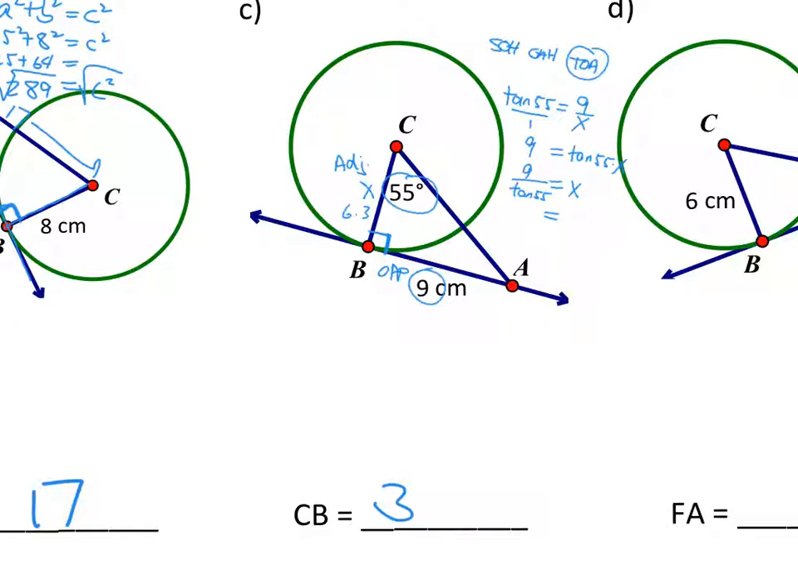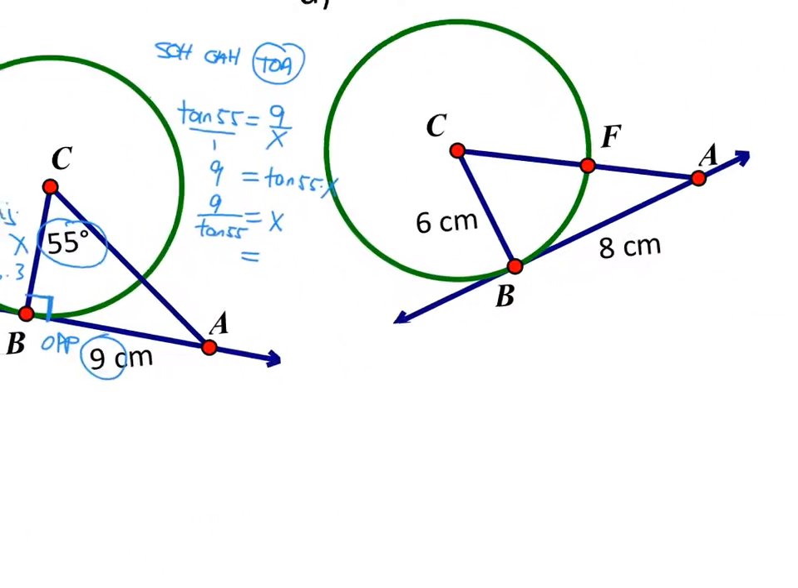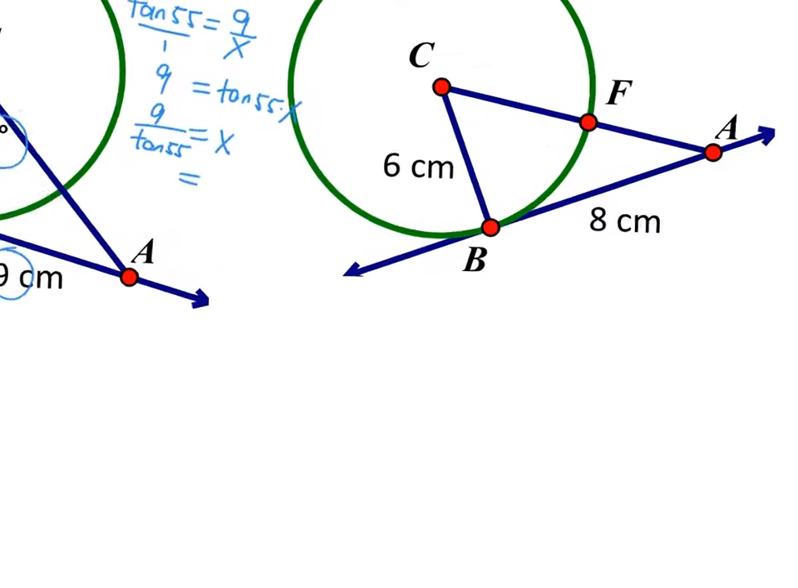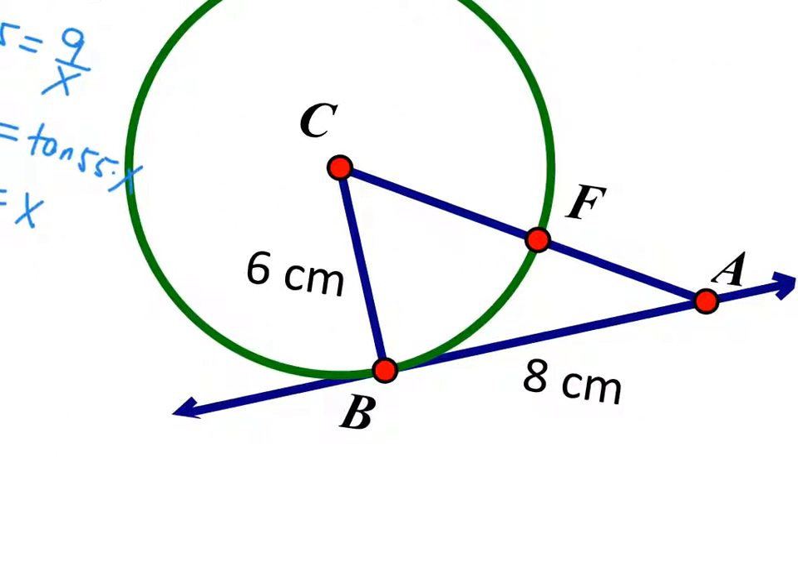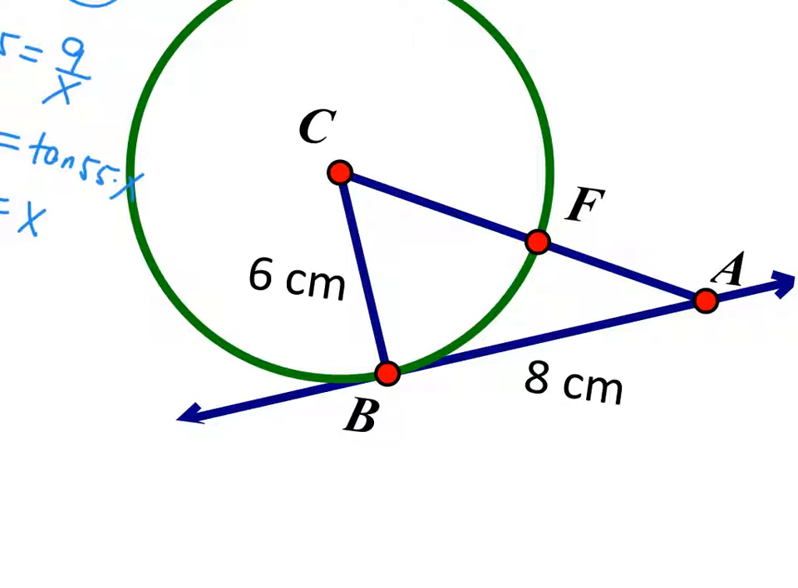Let's take a look at that last problem. For this last problem, we're looking for side FA. First step, by now we've got it: we have our tangent line, and we draw on our right angle. That means we can use the Pythagorean theorem or SOHCAHTOA for these problems. In that right triangle, I could find the hypotenuse.